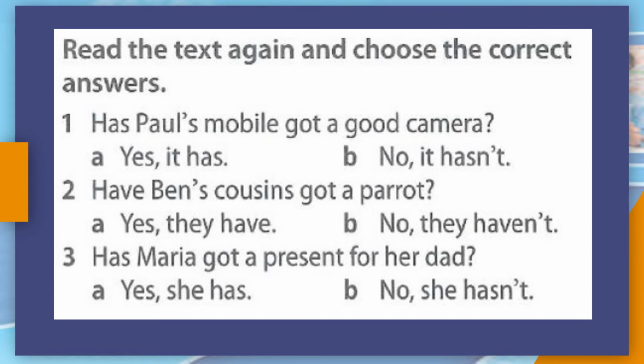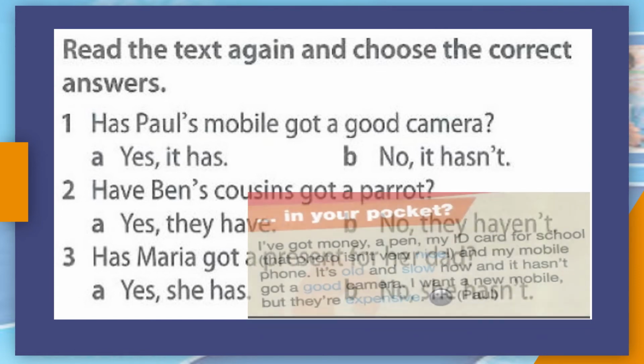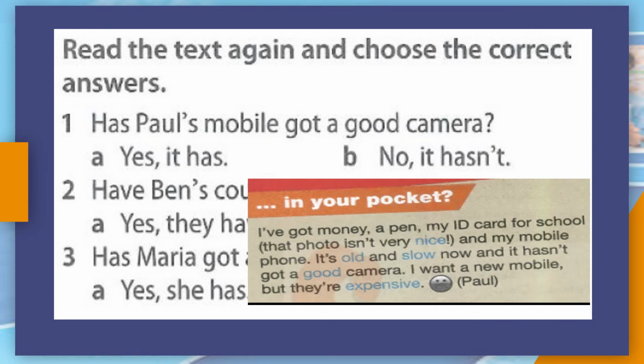Okay, so for number 1, has Paul's mobile got a good camera? Look at the word hasn't got a good camera. So hasn't got, has not. If you have the word not, then the answer is no, it hasn't. That's why he wants a new mobile, he wants a new phone, but they are expensive, he said. Okay, so your third work for today, do this in EX, number 1, 2, and 3.